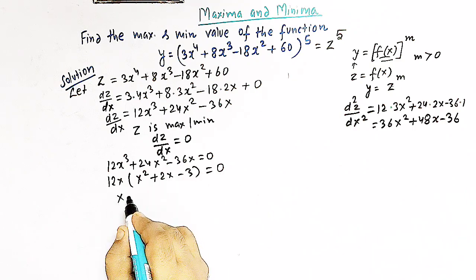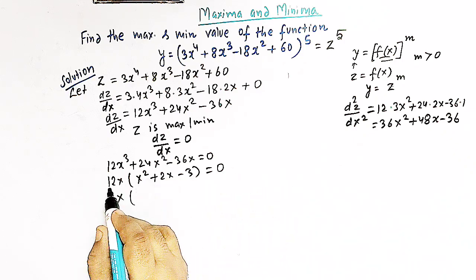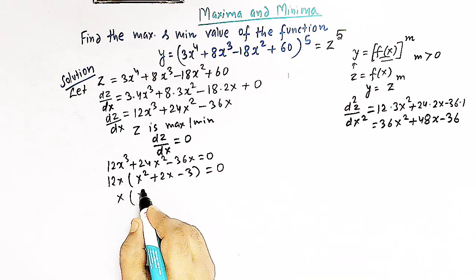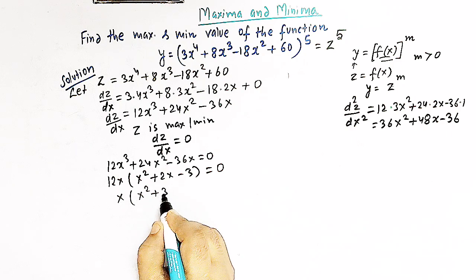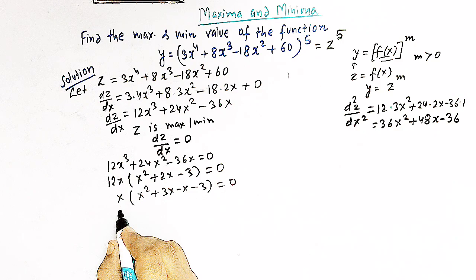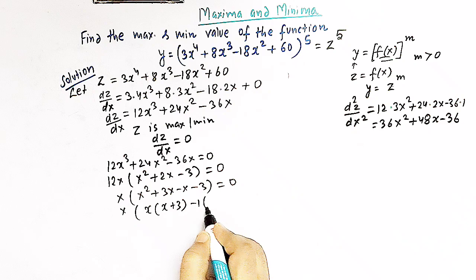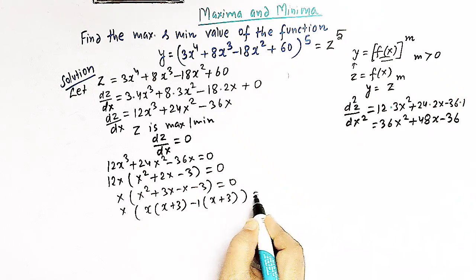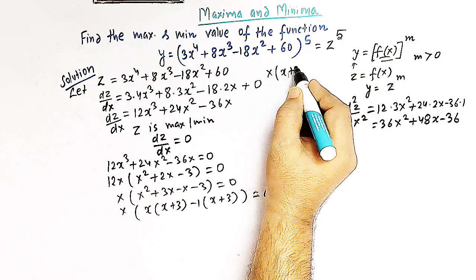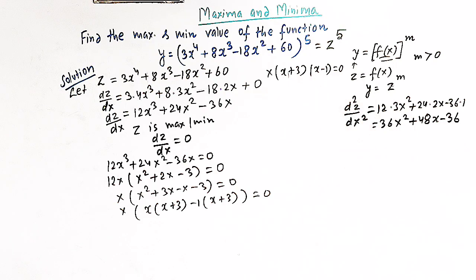Now when we divide both sides by 12, we can get rid of this 12, and by splitting the middle term we have x^2 + 3x - x - 3 equal to 0. So we have x(x + 3) - 1(x + 3) equal to 0. So we have x(x + 3)(x - 1) equal to 0.